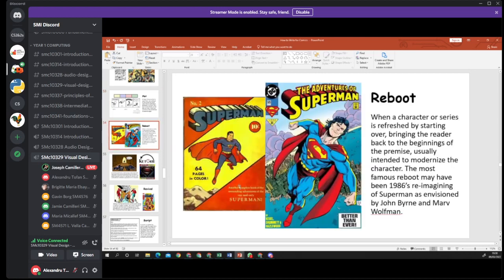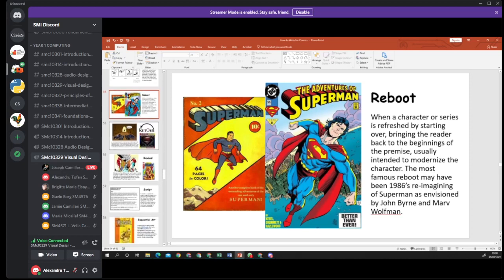Then there would be the reboot. The reboot is when we take a character from the past and we reinvent the character to assimilate to more cultural and social developments. Over here we have a Superman who has been given longer hair, a more squarish face, a more muscled body, and so on and so forth.